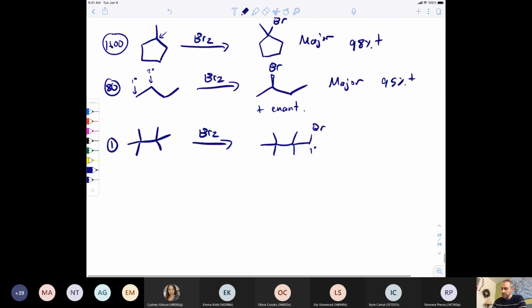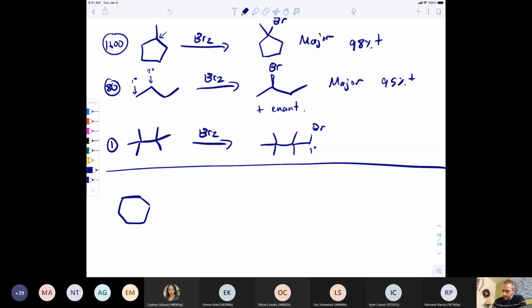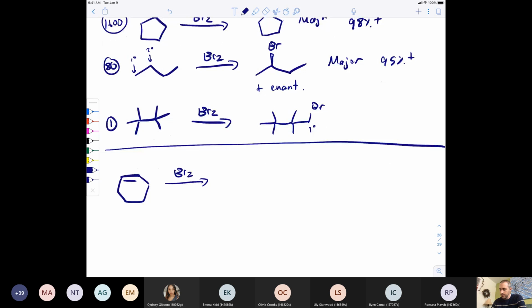So that's Br2 when you have just an alkane. If you have Br2 with an alkene, like this, say, this will do an addition, reacts much more quickly with an alkene, which is anti.